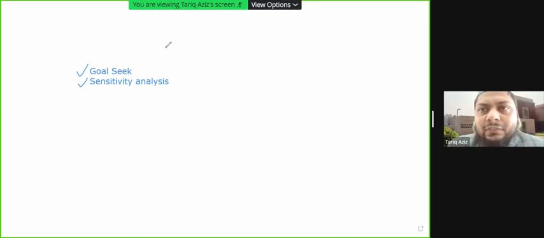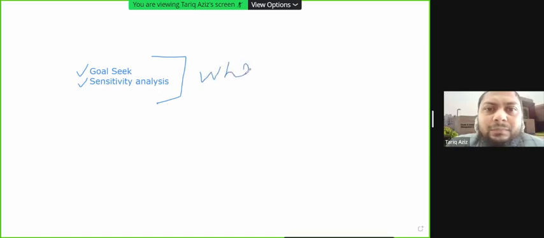Wherever data is concerned, if we want analysis, in a lot of situations goal seek can be used, and in some other cases sensitivity analysis can be used. And all these features combined are called what if analysis. There are other analyses that are also part of what if analysis.